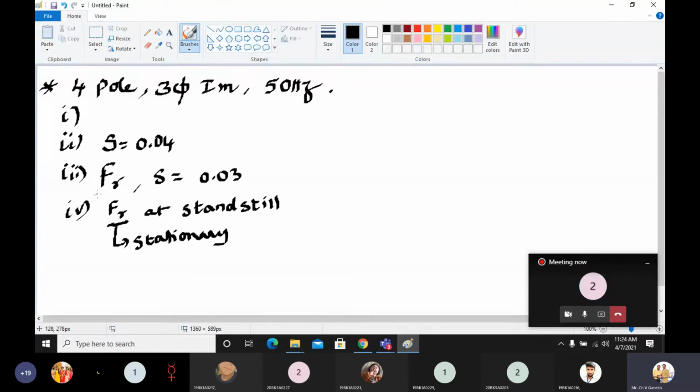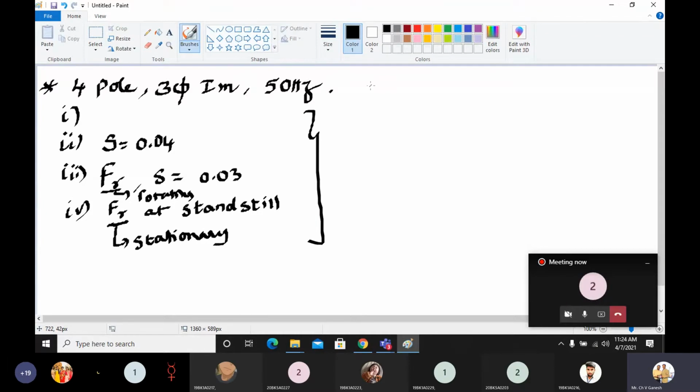In the earlier cases it is rotating at a certain speed, but here the rotor is stationary, and we have to find the frequency of the rotor current. Now this is your problem, and I need to find out all of these.